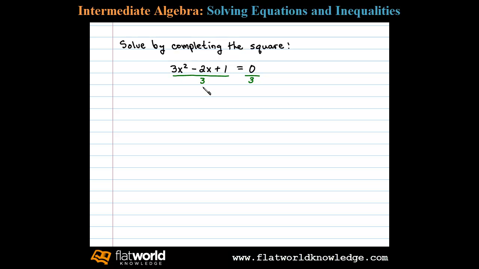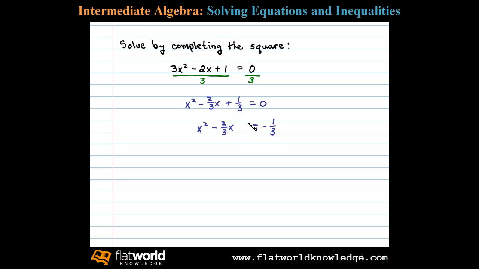Doing that, you can see we'll be left with x squared minus 2/3 x and then plus 1/3 equals 0. So now that our leading coefficient is 1, we can begin the steps for completing the square. Let's subtract 1/3 from both sides. That leaves us with x squared minus 2/3 x equals negative 1/3.